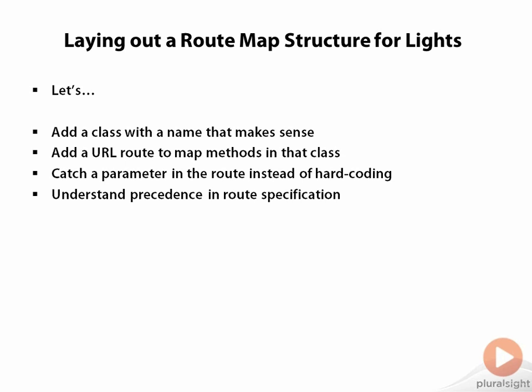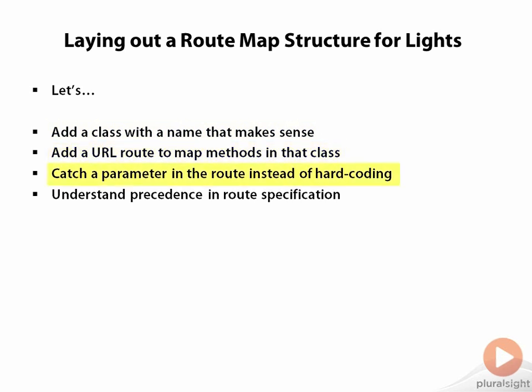But now it's time to take it a bit further and to start thinking about how to map URL routes to meaningful classes. So toward that end, we're going to create a class with an actual name that makes sense in the context of home automation. And then we're going to add a URL route to map to that class.